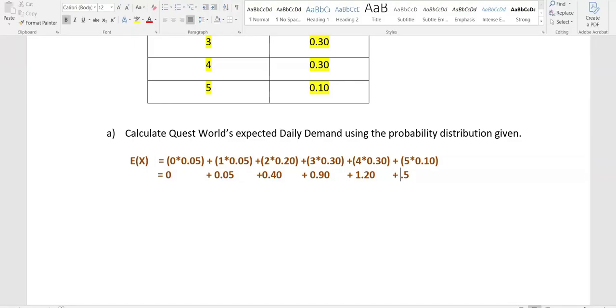Are you with me, everybody? Yes, sir. And then we're going to simplify this now. When we simplify this, we're going to get equal 0. Well, let's add them. When we add up all of these, what do we get? 3.05. Or approximately what? 3. 3 units per day.